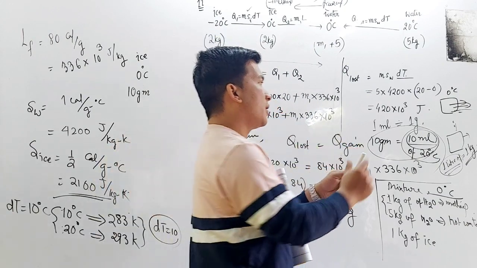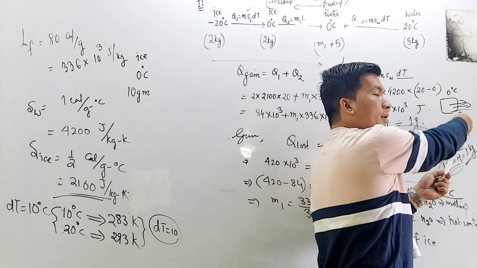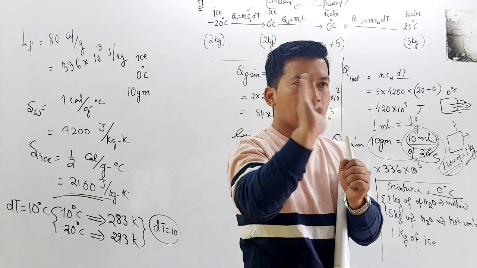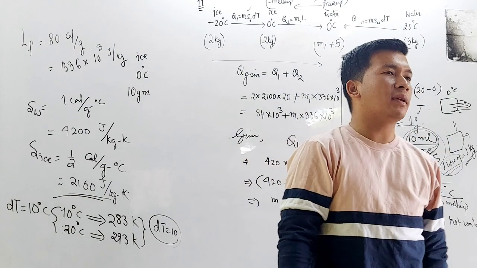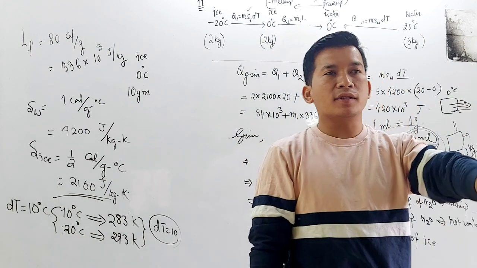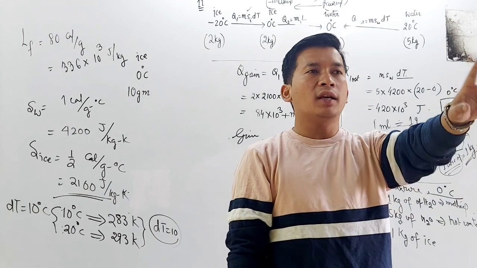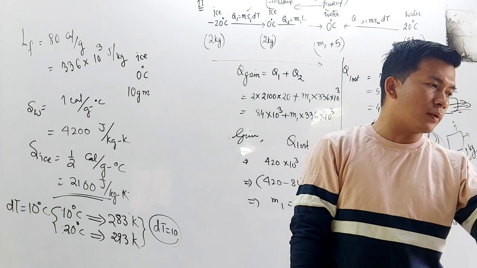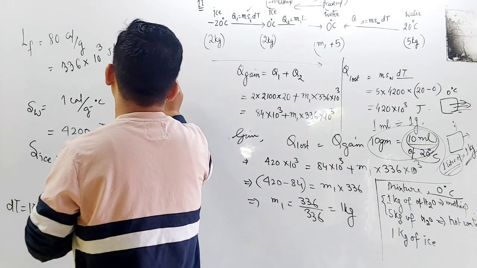Will it produce complete melting? No. See the common concept: if there is no complete melting, then the temperature of the ice along with the water should be considered as 0 degree. So without any calculation our answer will be 0 degree.